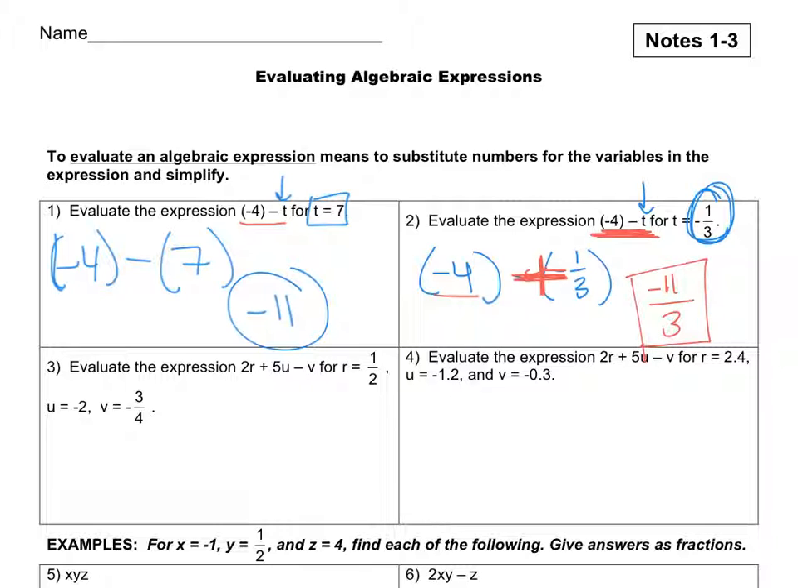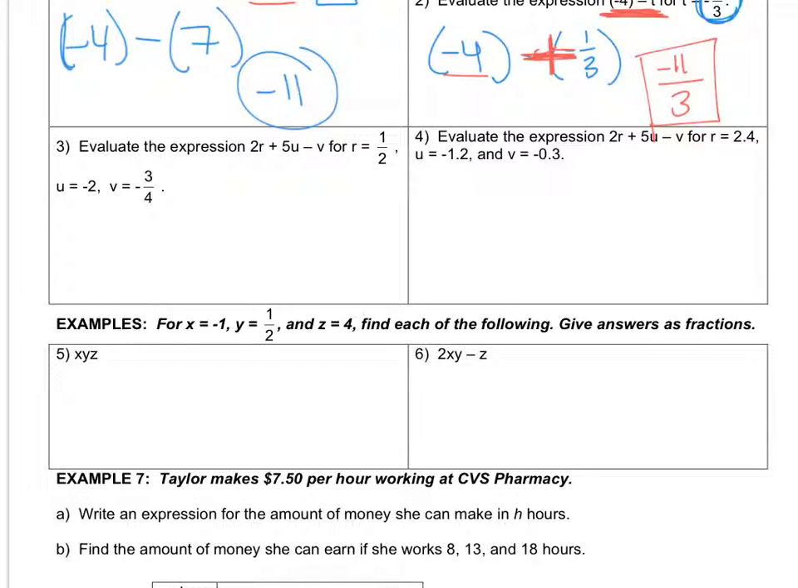Okay, let's look at number 3. It says evaluate the expression. Now we have a different expression. We have 2r plus 5u minus v. It's telling us exactly what r is, what u is, and what v is. So we're just going to take our expression and fill it in, but instead of our letters, we're going to substitute those for the values that it gave us.